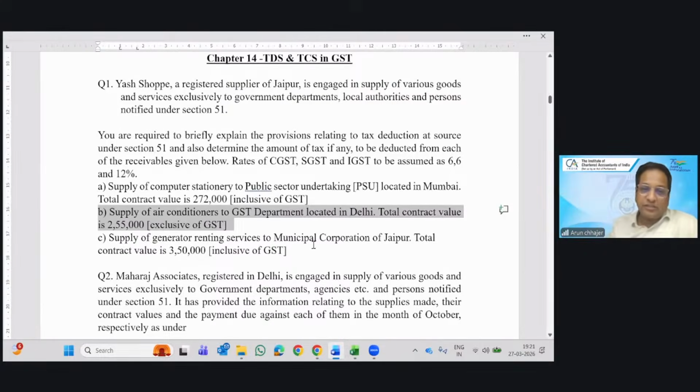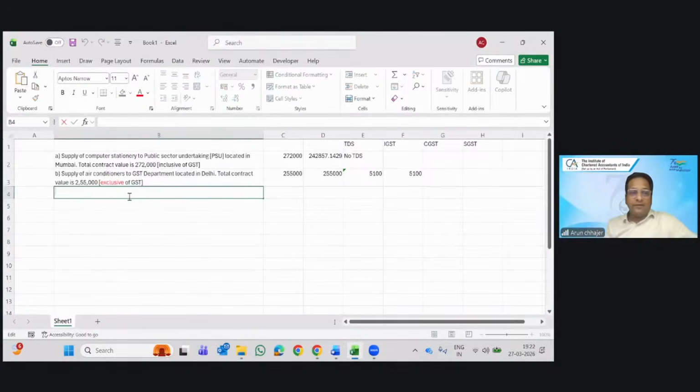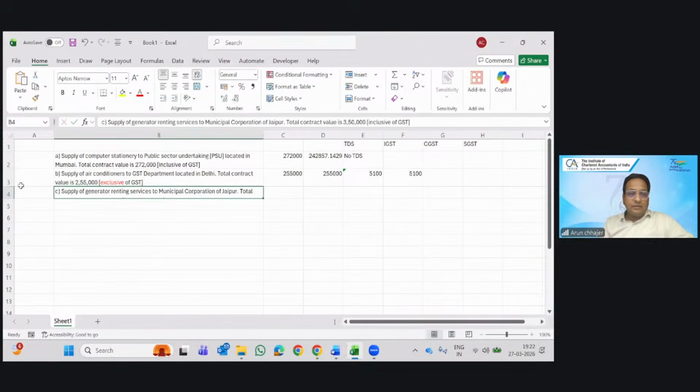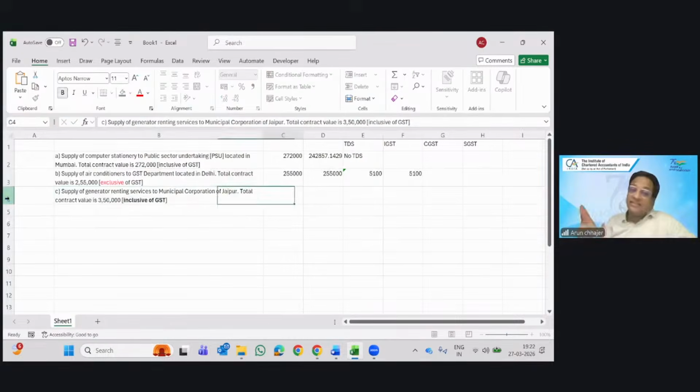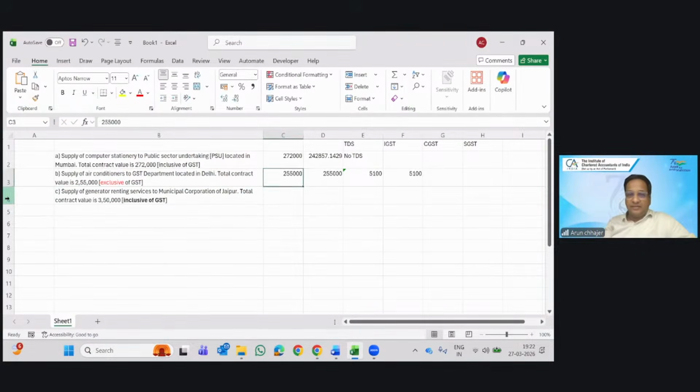ठीक है. Third situation में आते हैं. Now what would be your answer for question number 3? So they are saying that supply of the generator renting services to the Municipal Corporation of Jaipur, total contract value is 350, and again this time it is inclusive of the GST. Tell me the amount of the TDS to be deducted. अब इस बार मैं कुछ भी नहीं बताऊंगा. You all tell me that this will be the IGST, this will be the C, this will be S, and what is the amount and which head? You tell me.